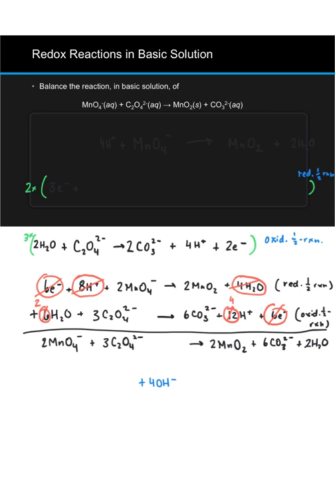We still have the 4 added hydroxide ions on the left-hand side, so we'll move that up and place it right in the reaction in its space on the reactant side. There's nothing more for hydroxide ion to simplify with, so this becomes our final balanced redox reaction. 2 MnO4 minus plus 3 C2O4 2 minus plus 4 OH minus react to give us 2 MnO2 plus 6 CO3 2 minus plus 2 H2O.